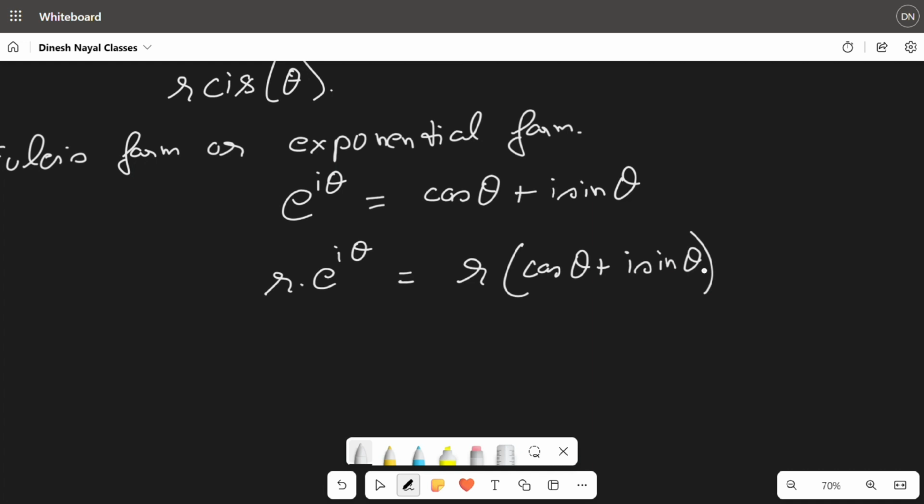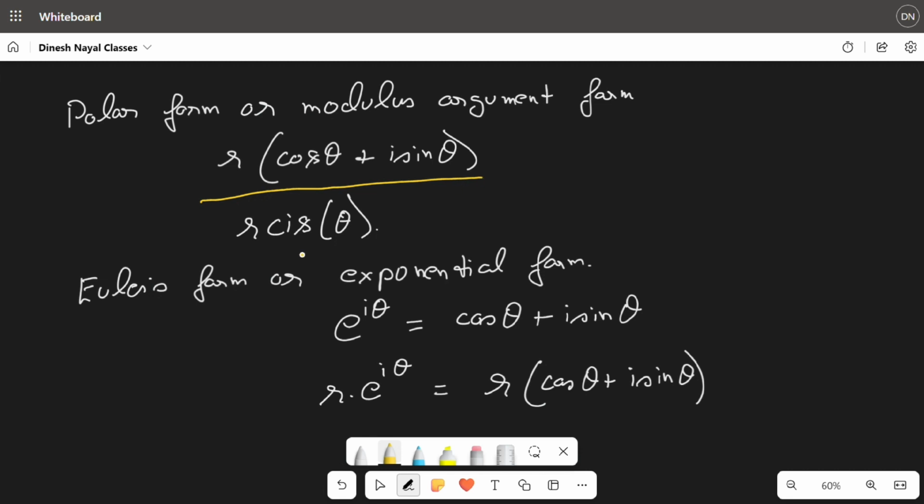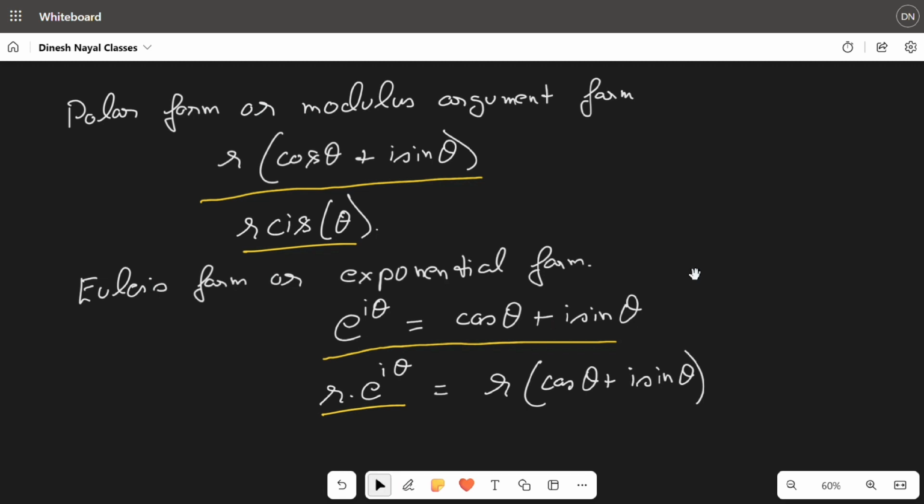Okay, now there are certain points that you should know. First of all, have a look at this polar form, or the modulus argument form: r cos theta plus i sin theta. In short, we write r cis theta. And this is the exponential form: r into e to the power i theta, which is r cos theta plus i sin theta.